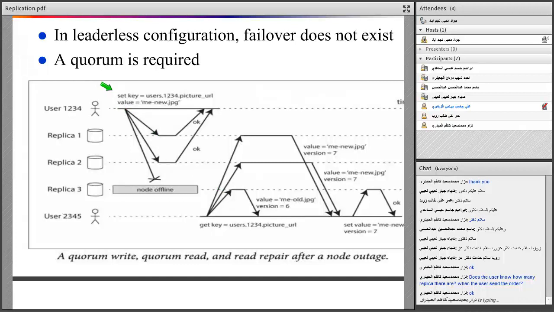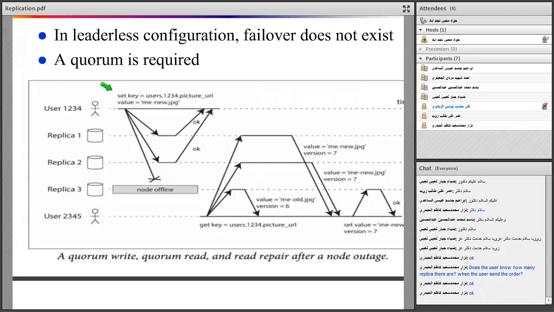Not one replica, such as the leader. And also, again, the read request should be sent to all replicas again. Okay, so this query is sent from user 2345 to replica 1, 2, and 3, and user 2345 wants to get the picture of user 1234.